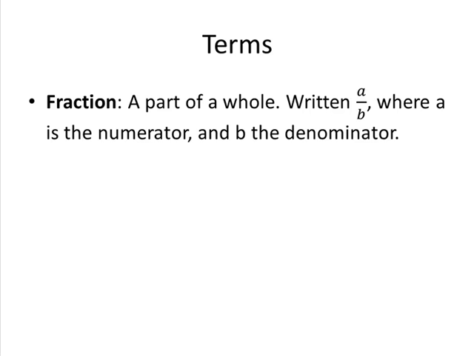Fractions and ratios are really important in physical science, so you need to understand what they are and how to work with them. Let's start with some terms. A fraction is a part of a whole. We write a fraction as one number over another number. The top number is called the numerator and the bottom number the denominator. We'll look at what these words mean just now.